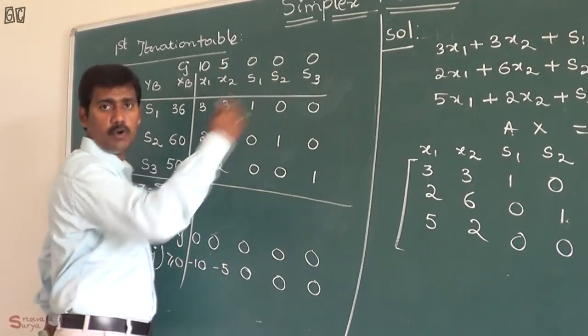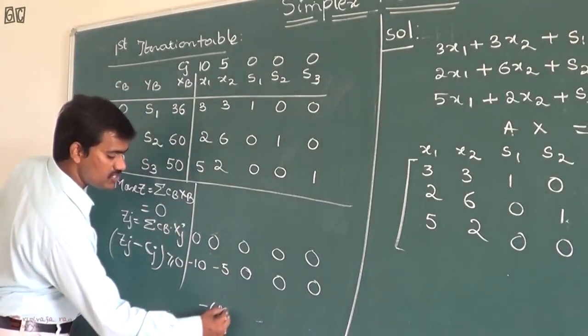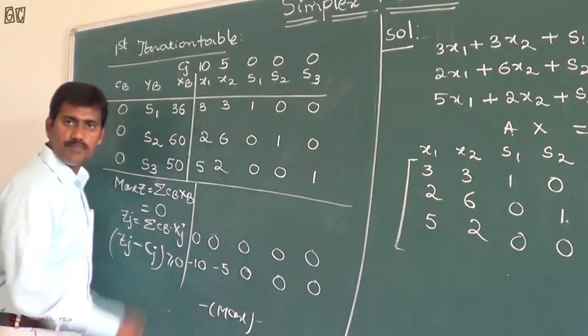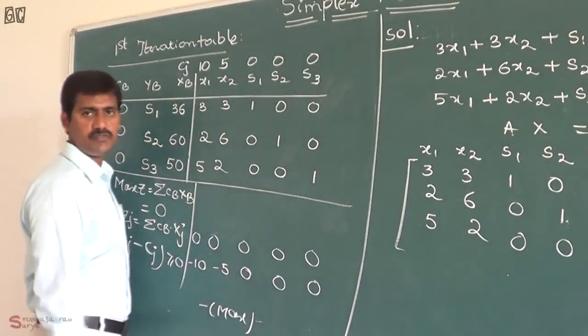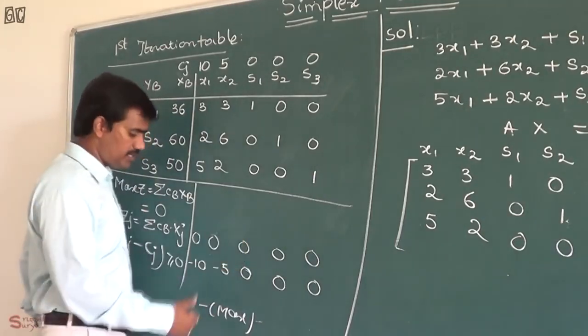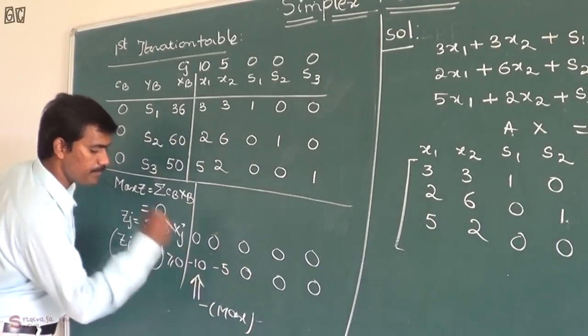So we have one more table for this. In this case we have to take the minus of the maximum. From the negatives we take the maximum magnitude. So we have minus 10 and minus 5. If you take minus as common, that is 10 and 5. So the minus of maximum is 10.